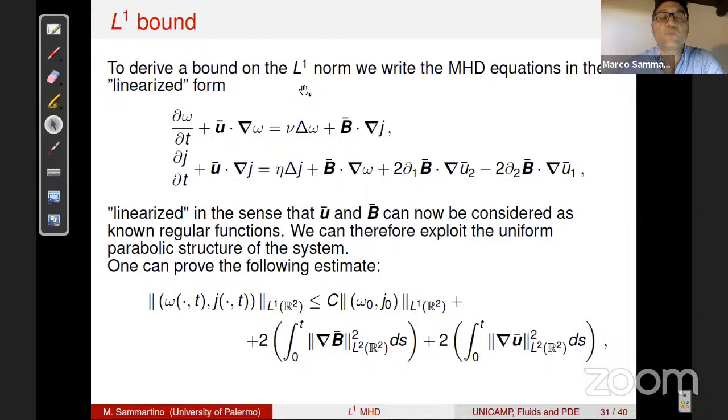Now we want to derive the L1 norm bound. To do that, we write the system and linearize, in the sense that we consider u bar and b bar as given non-regular functions. We already have the solution because we constructed it before, but now we interpret it as a quasi-linear parabolic system. For this kind of system, the L1 norm of the solution is bounded in terms of the initial data plus the integrated in time gradient of the coefficients. But the coefficients are what we have already constructed and shown to be bounded. So we have an L1 bound on the vorticity and on the current J, as long as the solution exists, of course.